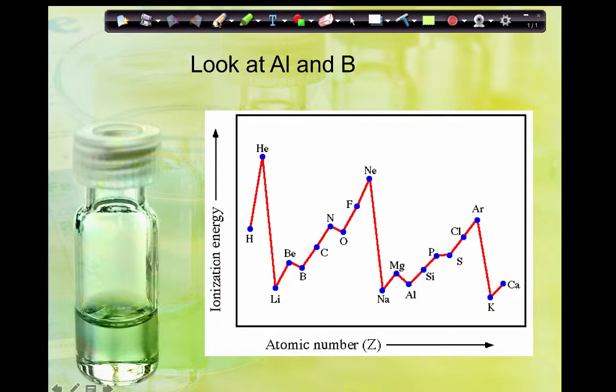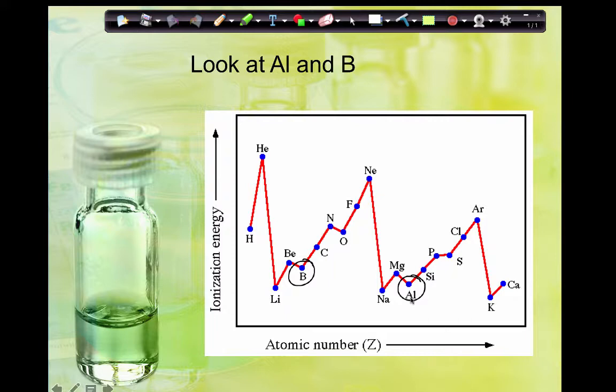All right, so now let's look at some other pieces of data. This is the same chart that we were just looking at, but if we look, aluminum and boron are a little bit different. Here's boron, here's aluminum. When I look at this, the trend is that the ionization energy is going up, but boron actually goes down from beryllium. If I look at the periodic table, beryllium is more towards the left, and then we go to boron. Boron should be a little bit higher, but it's not true, and that's the same thing for aluminum.